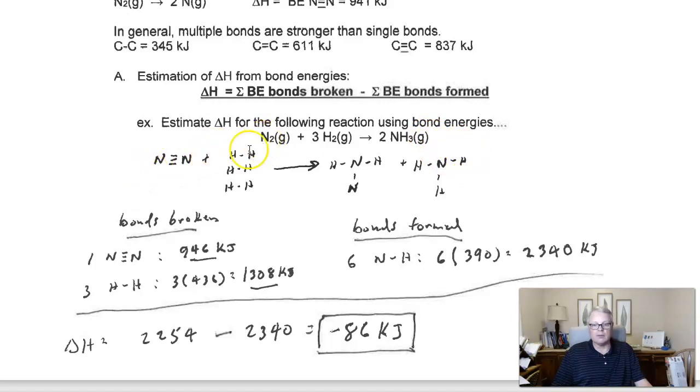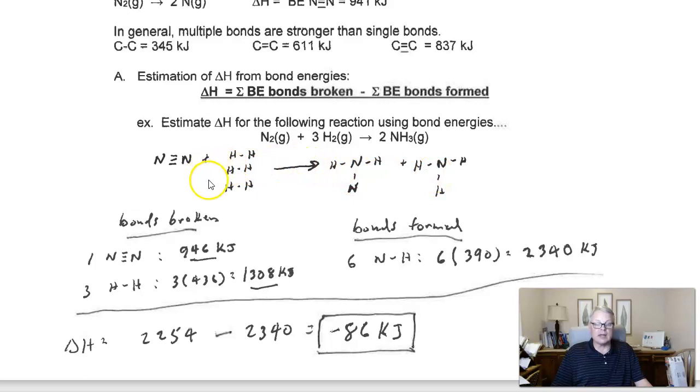Okay, well, first thing I need to do is figure out what do I need to break here? Well, this is N2. I've got two little nitrogens with a triple bond. I would have to tell you at this point that it's there, so don't worry about it. And I've got three H2s, so here's one, two, three with single bonds here. And I'm forming two NH3s, which both look like this.